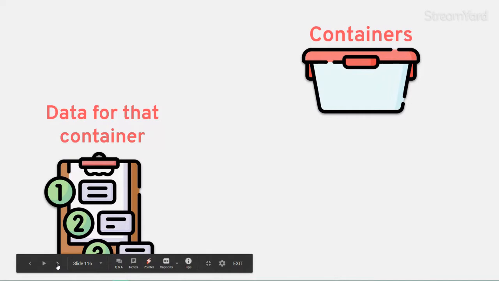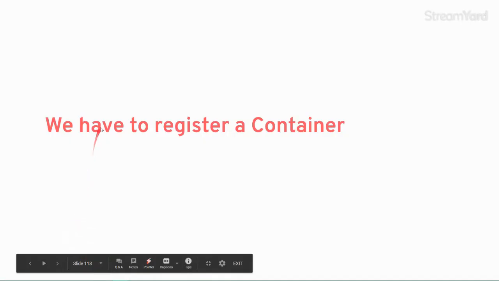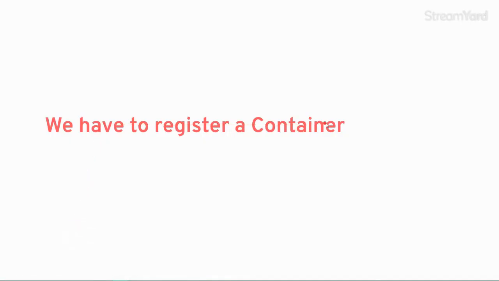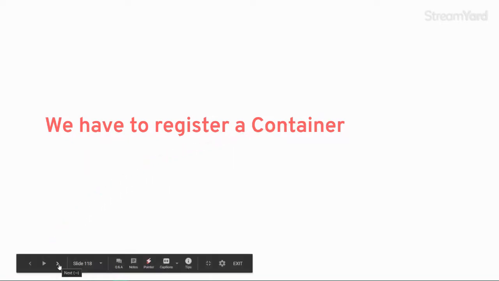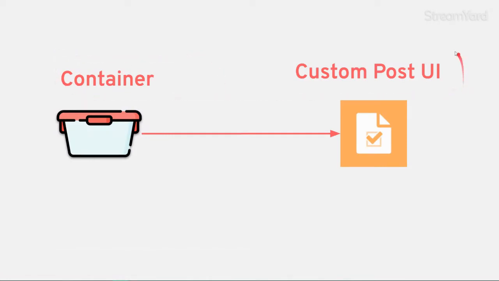So in that case, we need to create our own container to hold our own data. To do that, we have to first register a container, or we have to register a post type. To register our own custom post type, we are going to create our own containers by using Custom Post Type UI, which is again a free plugin that you can download from wordpress.org and use as you want.